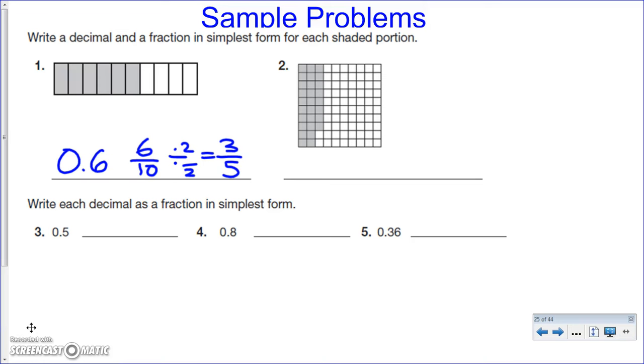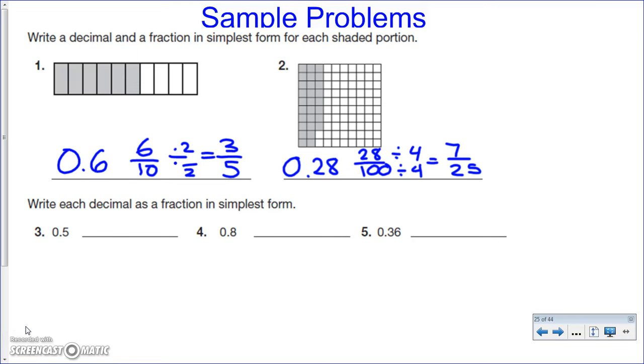For number 2, we can see this 100 square, and we can see we have 2 full columns and then 8 more shaded in. So we know we have 28 hundredths. Now we know that both 28 and 100 can be divided by 4, so we're going to divide them both by 4 and get our simplest form, which gets us an answer of 7/25ths.